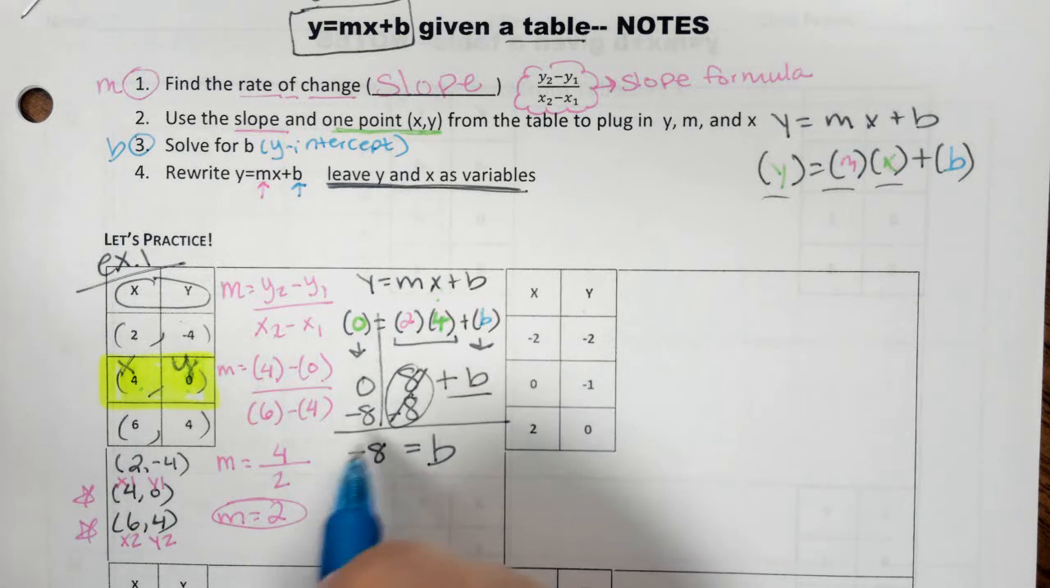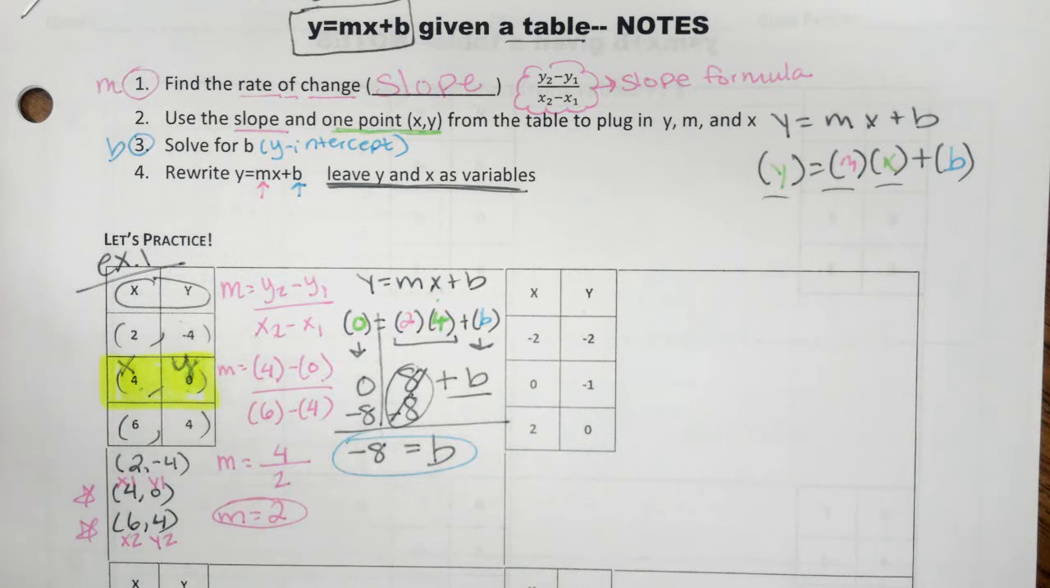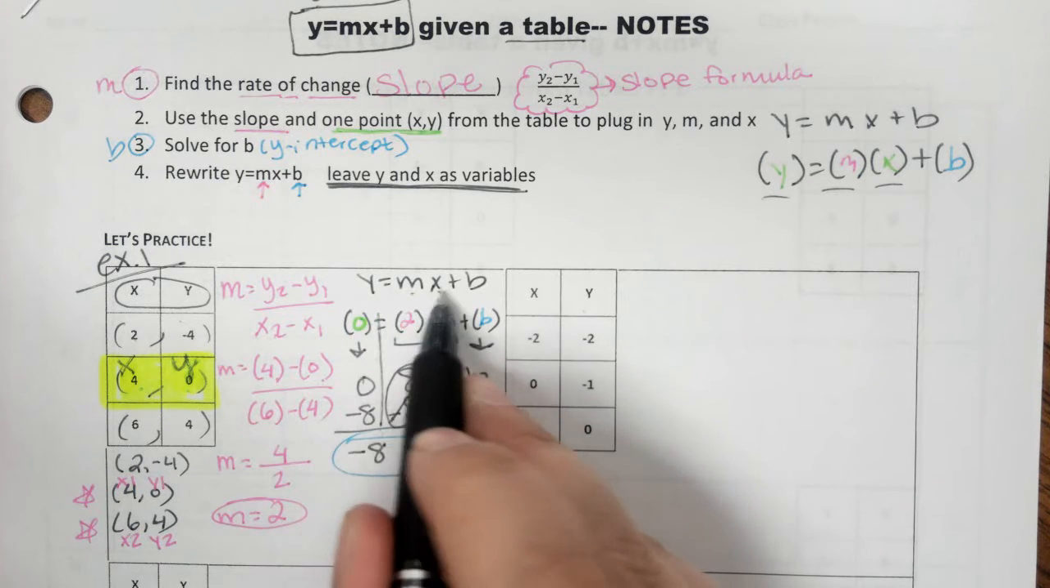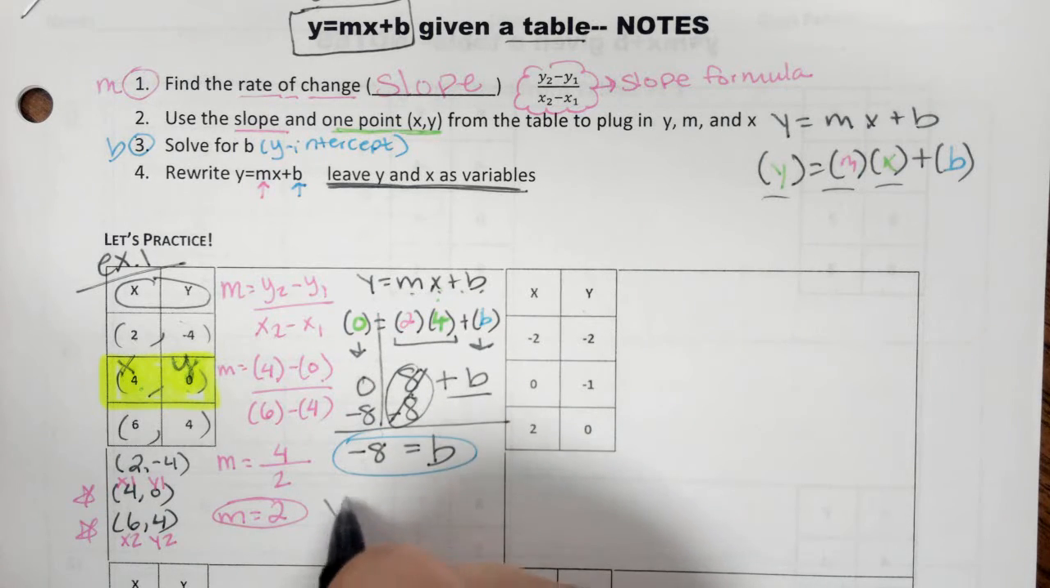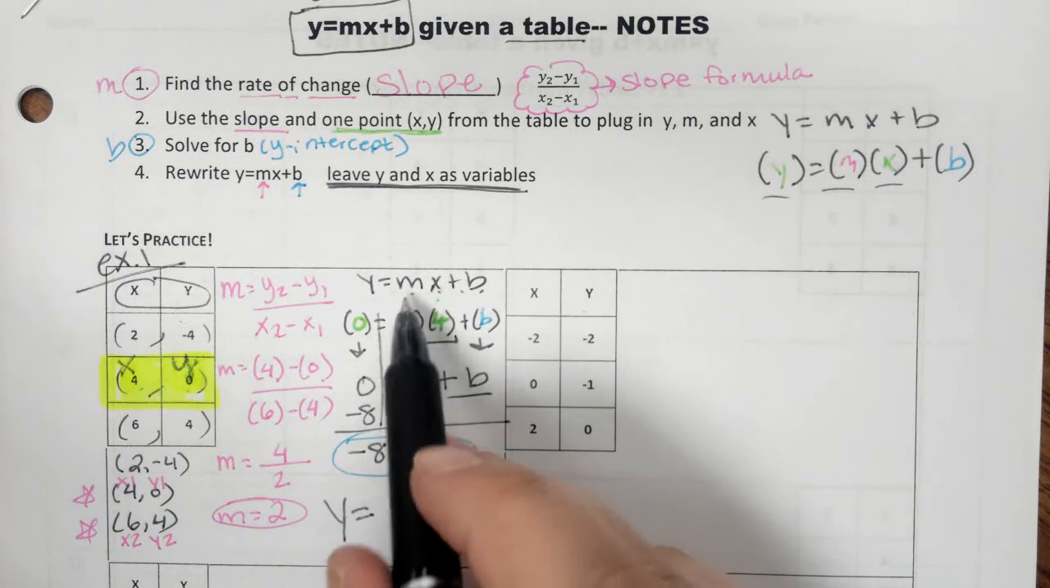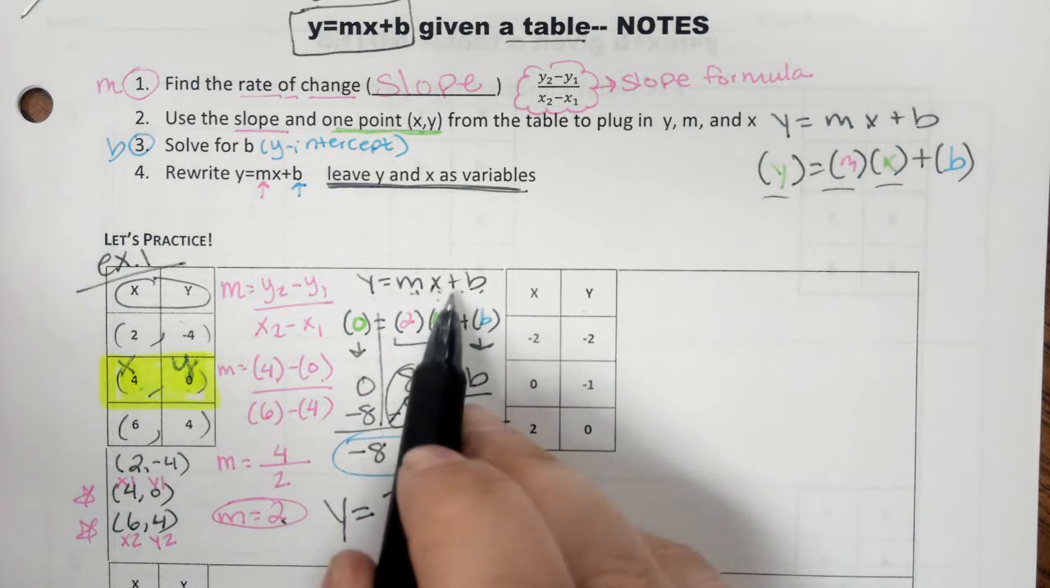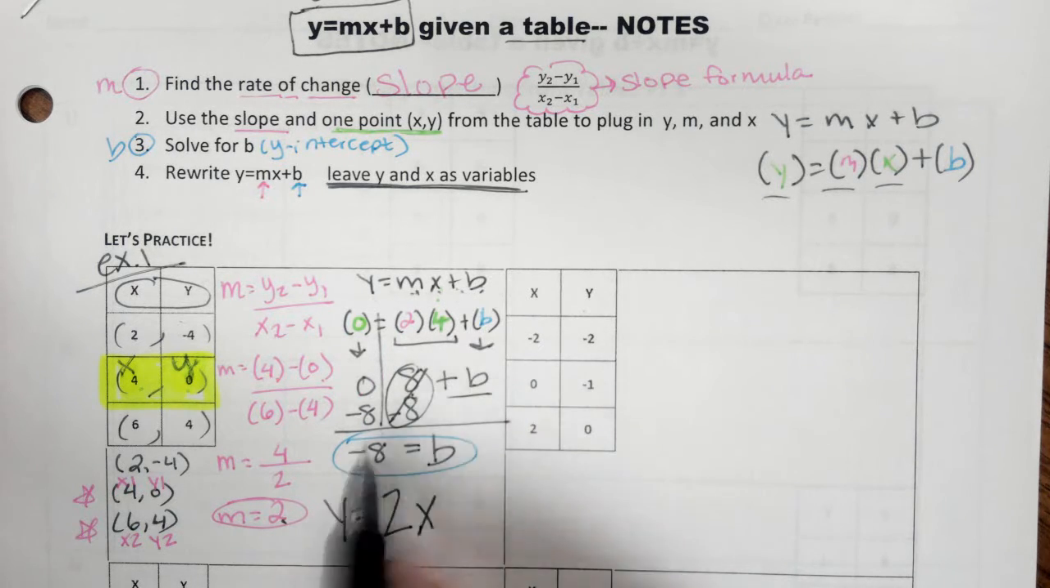Well, now we know what b is, and we know what m is, which means we can rewrite the equation y equals mx plus b. So we'll have y equals, instead of m, we can write 2x, and then instead of plus b, we will write minus 8.